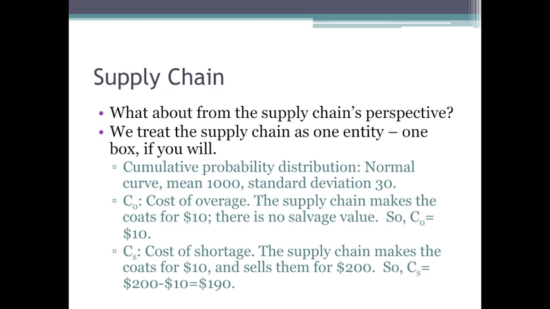Cost of overage. What does it cost the supply chain to get a coat? Well, the supply chain makes a coat for $10. There is no salvage value. So, cost of overage is $10. Now the cost of shortage, well, supply chain makes the coats for $10, sells them for $200. So the cost of shortage is going to be 200 minus 10 is equal to 190.